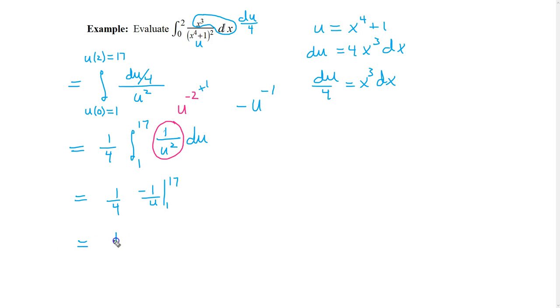and then we get 1/4 times negative 1 over 17 minus negative 1 over 1. And that will simplify out to 1/4 times, let's see, this is going to be 1 minus 1 over 17. So it's going to be 17 over 17 minus 1 over 17. That's going to be 16 over 17. And that simplifies to 4 over 17. And so that's our answer.